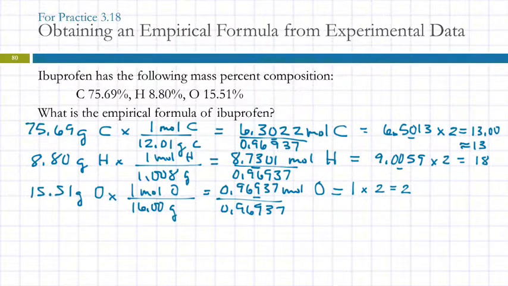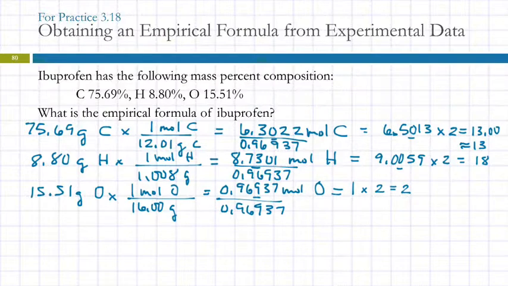Any questions about that? If you take 18 divided by 13, you'll get the same number as if you take 8.7301 divided by 6.3022. We've just converted that ratio into whole numbers.